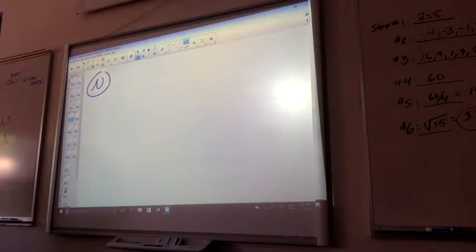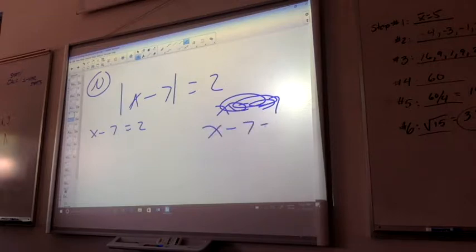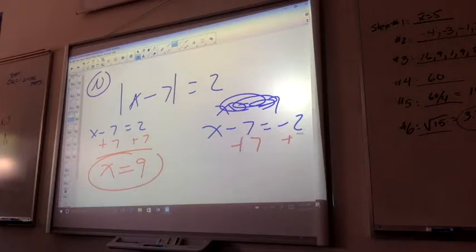Let's see. During last year's volleyball season, the coach concluded that the number of points scored in each game could be written by the absolute value of x minus 7 equals 2. How many points were scored in each game? All right, so x minus 7 equals 2. Let's create 2 problems. I'm going to add 7, so x is equal to 9. And the other, x is equal to 5.